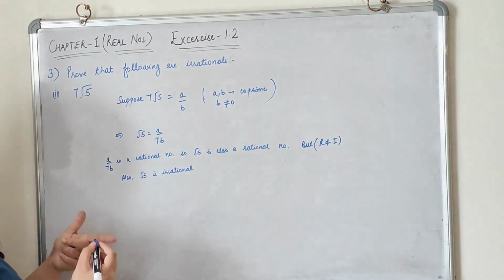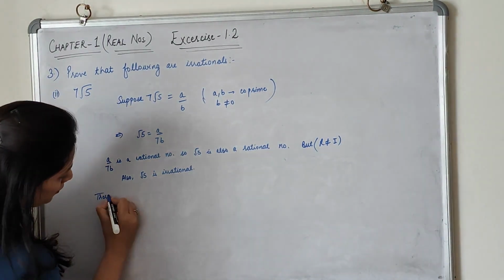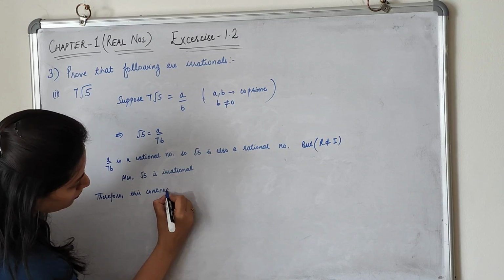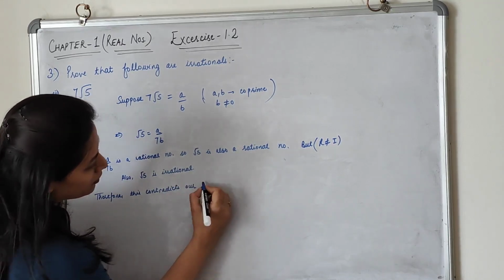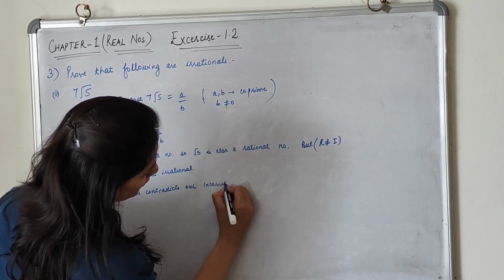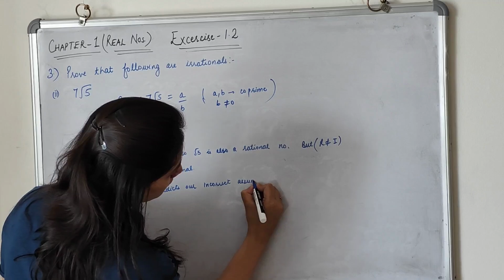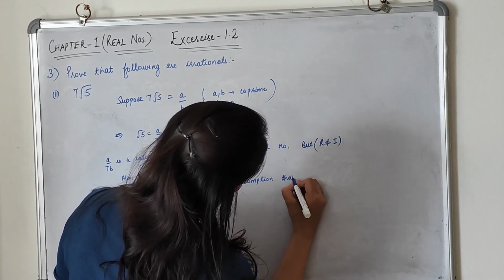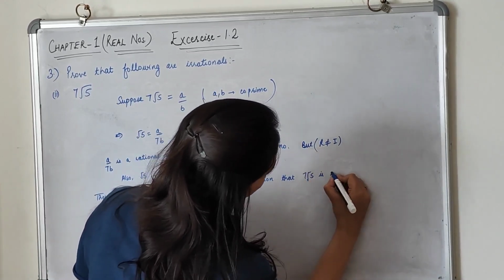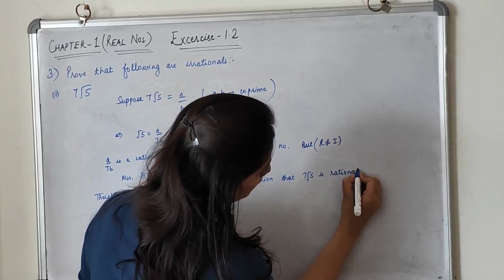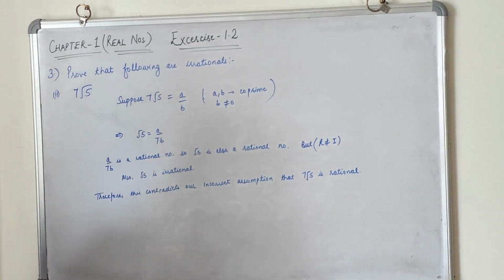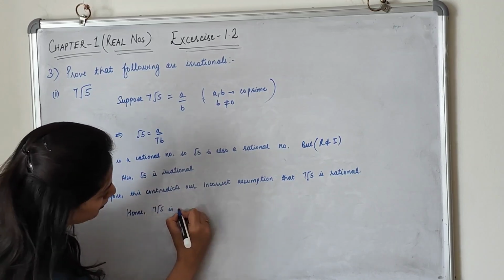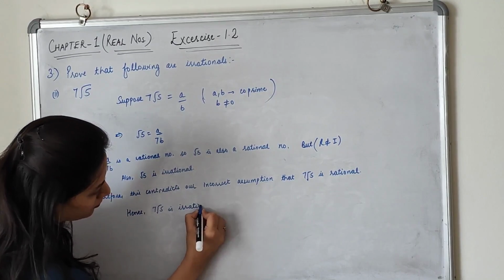Therefore, this contradicts our incorrect assumption that 7 root 5 is rational. Hence, 7 root 5 is an irrational number.